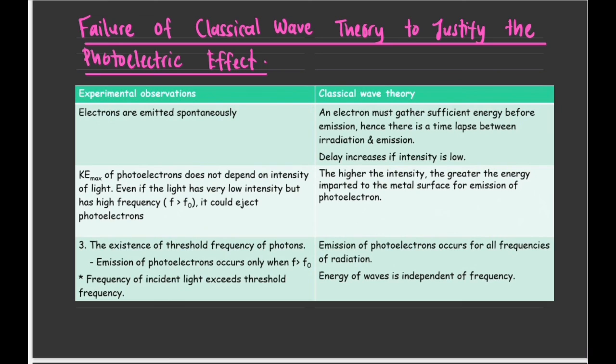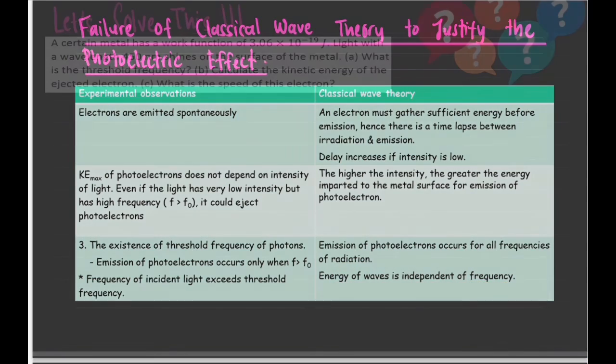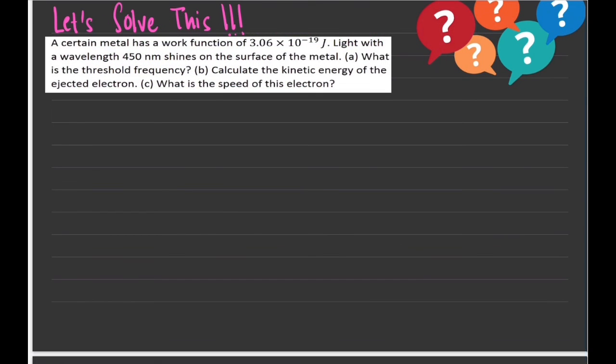The last one, the existence of threshold frequency of photons. The emission of photoelectrons only occurs when frequency is more than the threshold frequency. That means the frequency of incident light must exceed the threshold frequency. But the classical wave theory said that emission of photoelectrons occurs for all frequencies of radiation, as the energy of a wave is independent of frequency. Now let's try to solve this question.